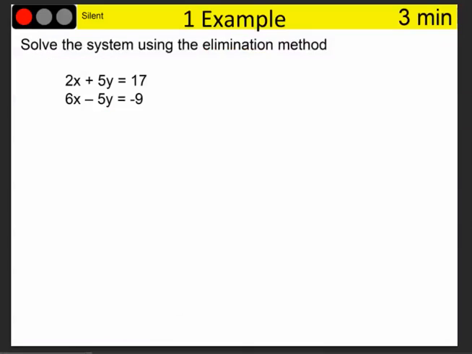Today we're going to learn a new method called the elimination method. And this is really useful in certain situations, and I'm going to explain which situations those are.